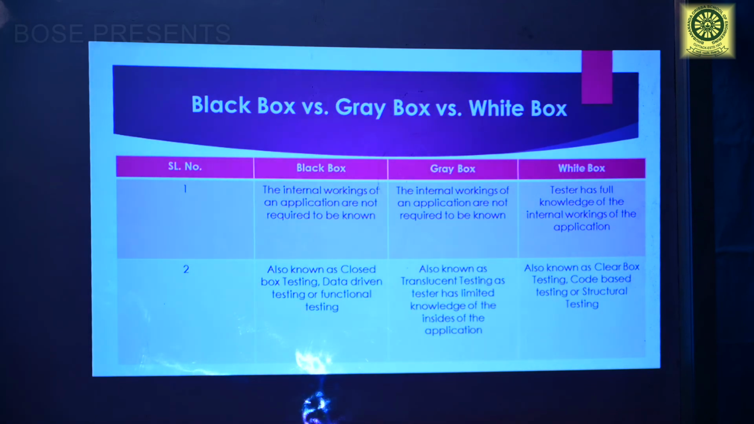So I have arranged a comparison here between all three: black box, gray box and white box. At serial number 1 you can see the black box. The internal workings of an application are not required to be known, whereas in gray box the internal workings of an application are required to be known. And in white box, the tester has full knowledge of the internal workings of the application. In the second point, the black box is also known as closed box testing, data driven testing or functional testing, while gray box is known as translucent testing, as the tester has limited knowledge of the insights of the application. And white box is known as clear box testing, code based testing or structural testing.